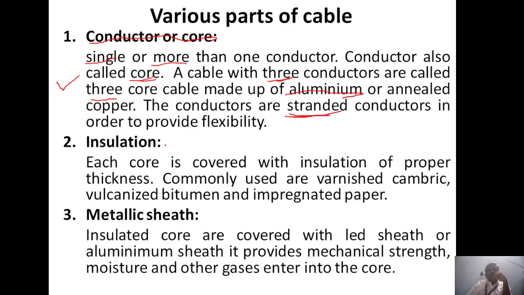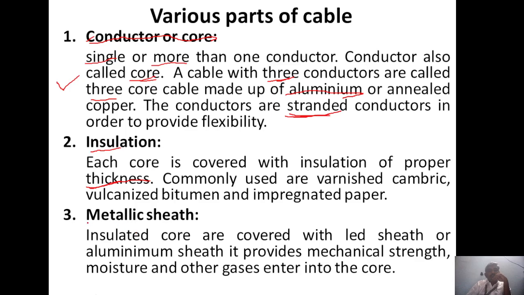Second one, insulation. After the core, each conductor is separated by an insulating material, and it is again fully covered by the insulation. The thickness of the insulation is selected based on the voltage level. As the voltage level increases, the thickness of the insulation increases. Some of the insulating materials are varnished ceramic, vulcanized bitumen, paper and PVC, with various thicknesses based on the voltage level. And the third layer is the metallic sheath.